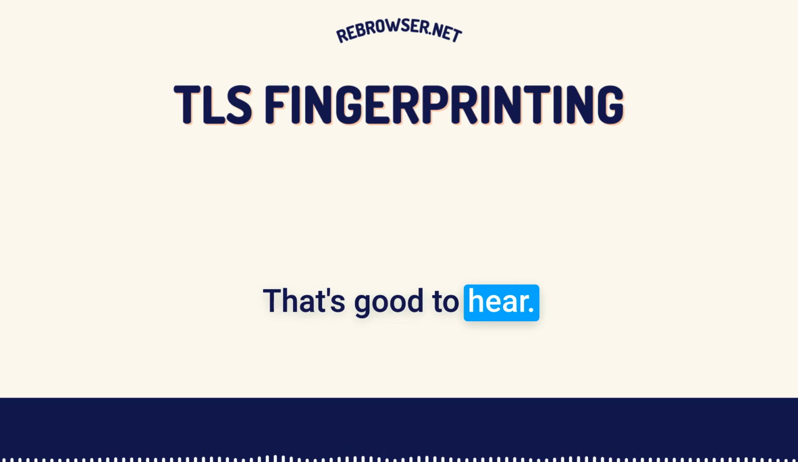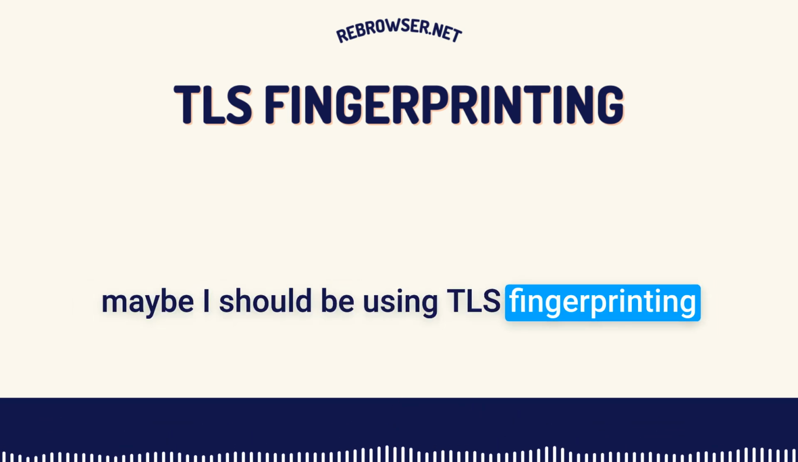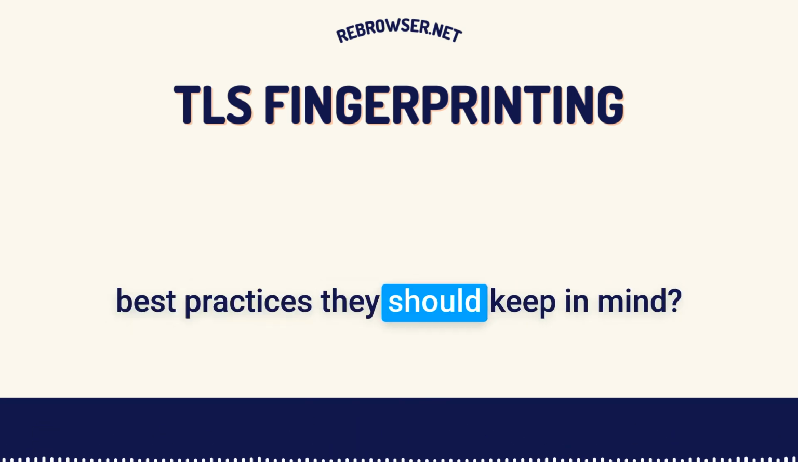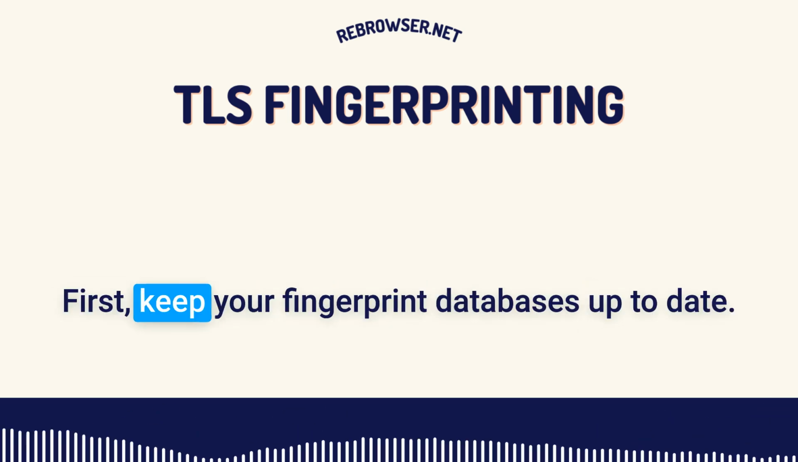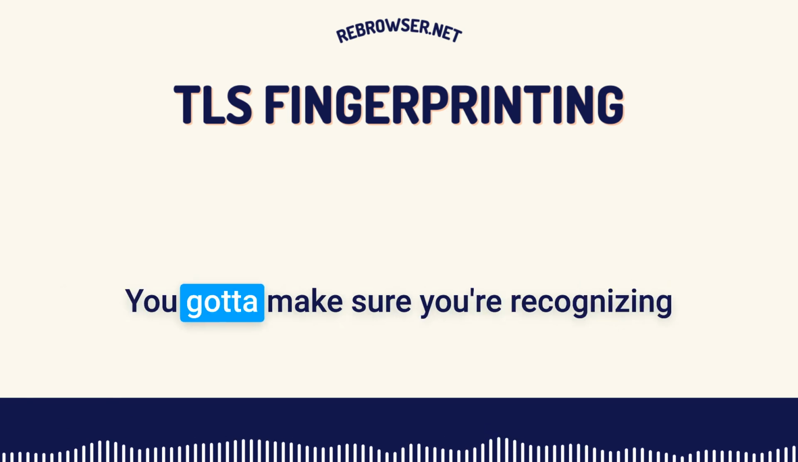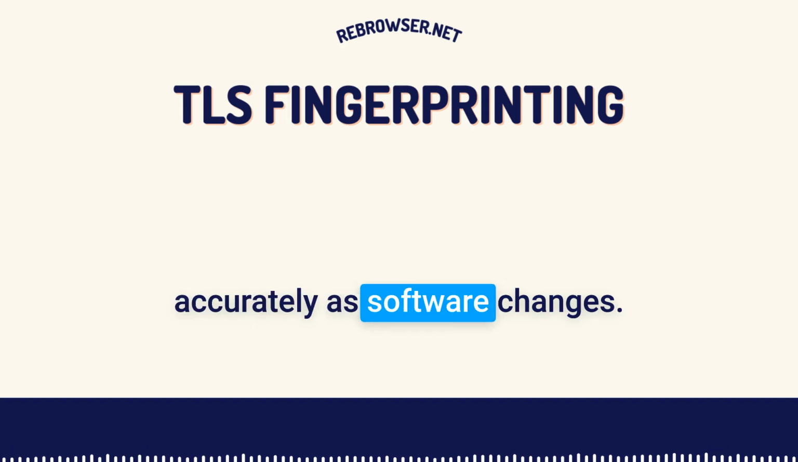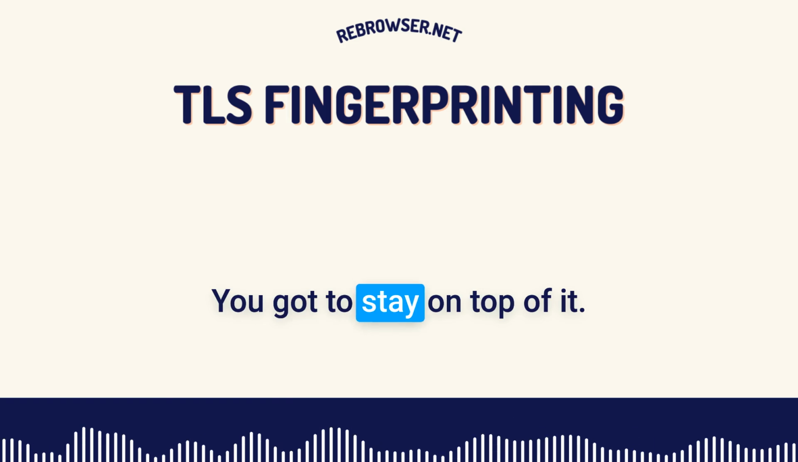That's good to hear. So for someone listening who's thinking, hey, maybe I should be using TLS fingerprinting in my organization, what are some of the best practices they should keep in mind? The guide gives some really solid advice. First, keep your fingerprint databases up to date. You got to make sure you're recognizing both the good guys and the bad guys accurately as software changes. Right, so it's not a set it and forget it kind of thing. Nope, you got to stay on top of it.